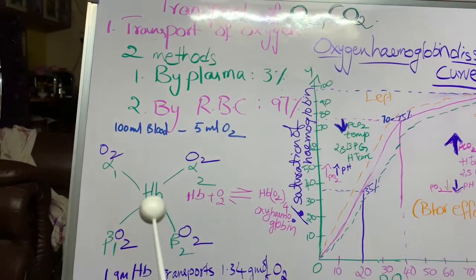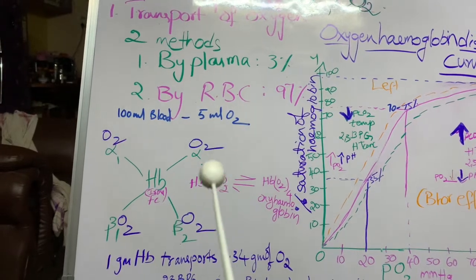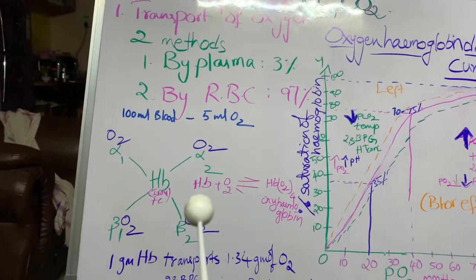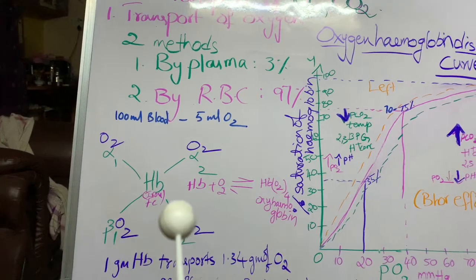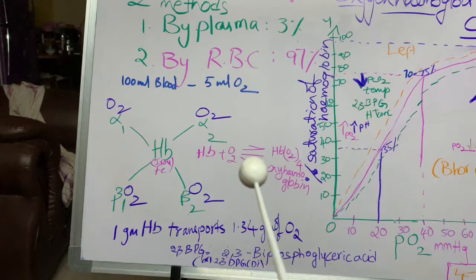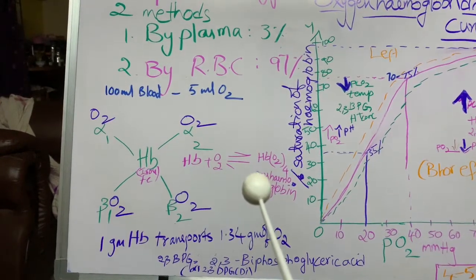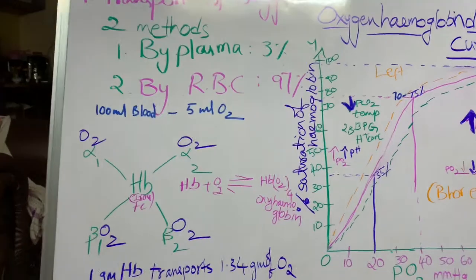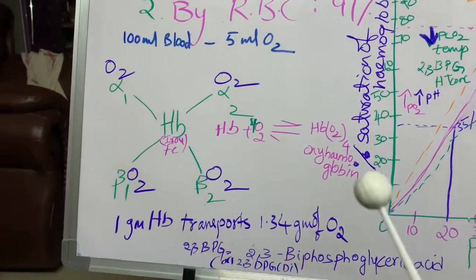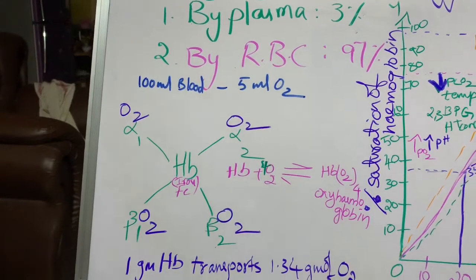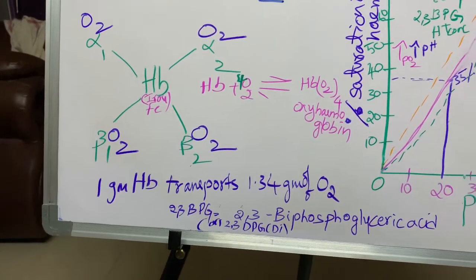Each hemoglobin molecule contains 4 polypeptide chains, 2 alpha chains and 2 beta chains. Each polypeptide chain is loaded with one oxygen molecule. When the 4 polypeptide chains of hemoglobin are attached with 4 oxygens, it is known as saturated hemoglobin. Hemoglobin combines with 4 oxygen molecules and forms oxyhemoglobin. 100 ml of blood carries 5 ml of oxygen. 1 gram of hemoglobin transports approximately 1.34 ml of oxygen.